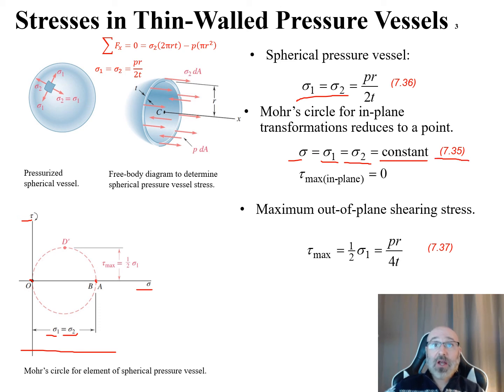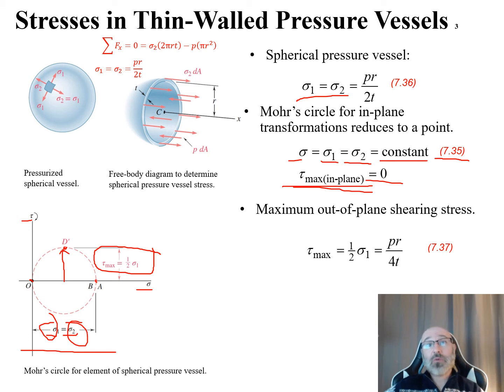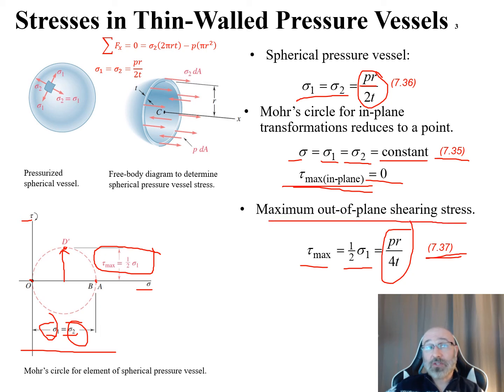So with this case here, that means that our tau max for in-plane is going to be equal to 0. But for our out-of-plane shearing stress, we can come over here and see that our tau max here for out-of-plane is going to be the radius of this circle to go from there up to our point D prime right there. So that would be half of our sigma 1 or half of our sigma 2 right there. So we can say we have this relationship that we can show in 7.37 that our tau max is equal to 1/2 of our sigma 1, and we had a relationship for sigma 1 up here, which is PR over 2T. So half of PR over 2T would be PR over 4T. So that's where we get that relationship in 7.37 for our maximum out-of-plane shearing stress.